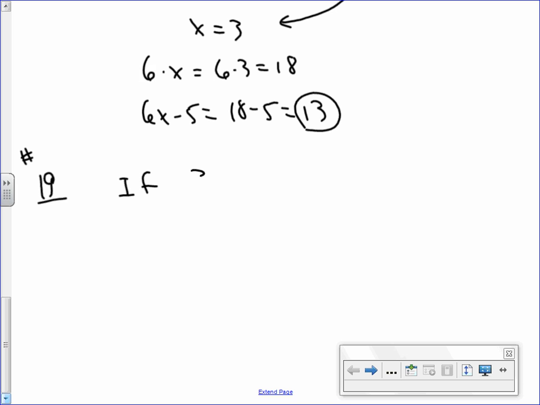Now, expanding that just a little bit, this is a little bit more like number 19. If I said 3x minus y equals 4, and then I said find 6x minus 5. It's got that extra variable in there. You just have to hang on to it. Solve this for x again.